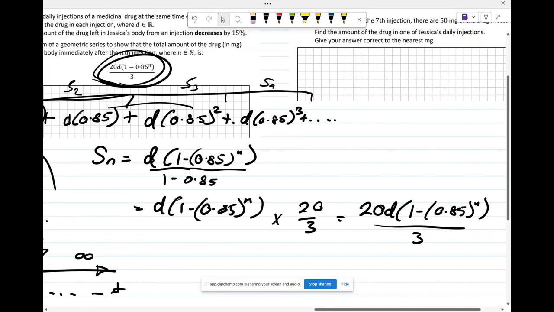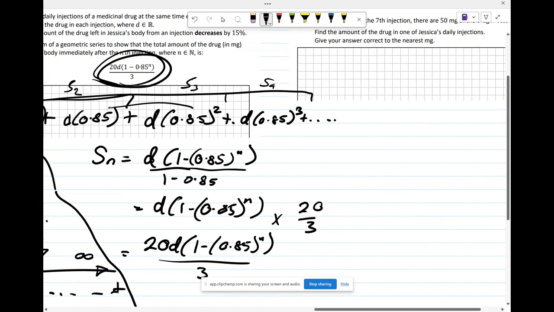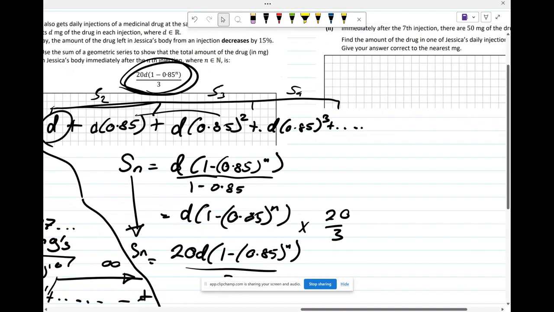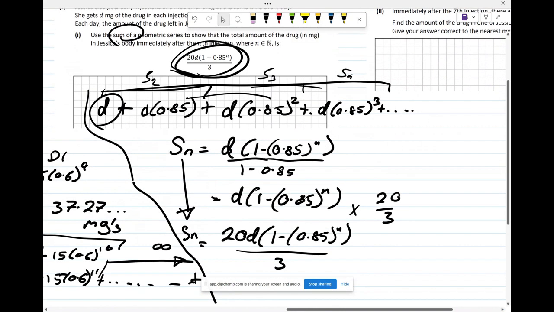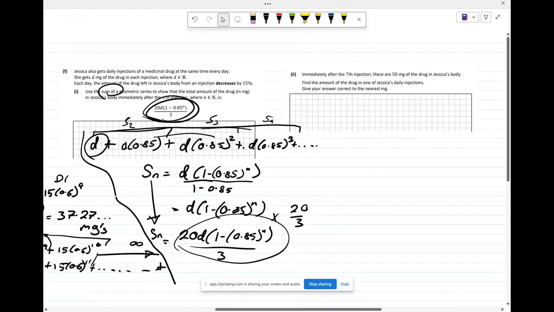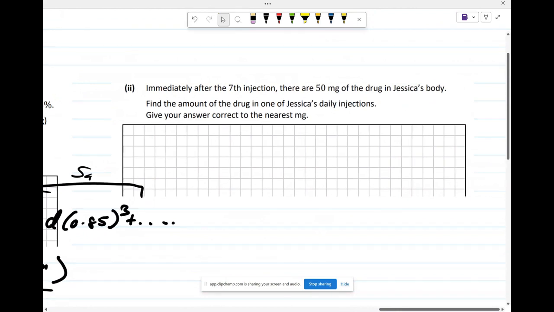And so that's all we have to do. We just want to show that Sn, so the sum, is equal to this. And that's what we did. Okay, great. And so the final question says, immediately after the 7th injection, there are 50 milligrams of drug in Jessica's body. Find the amount of drug in one of her injections.